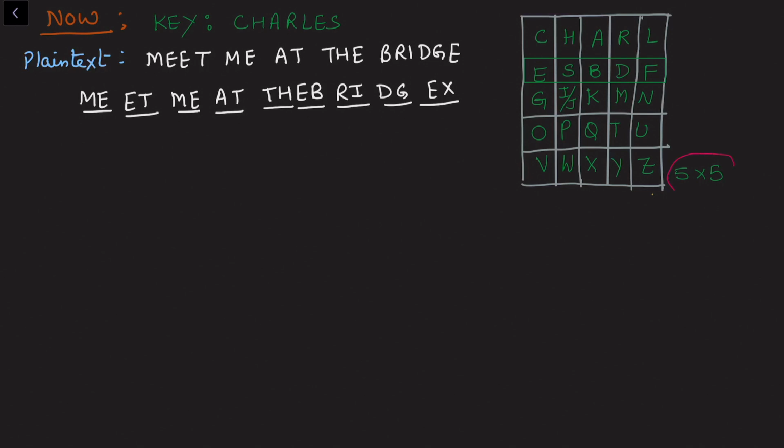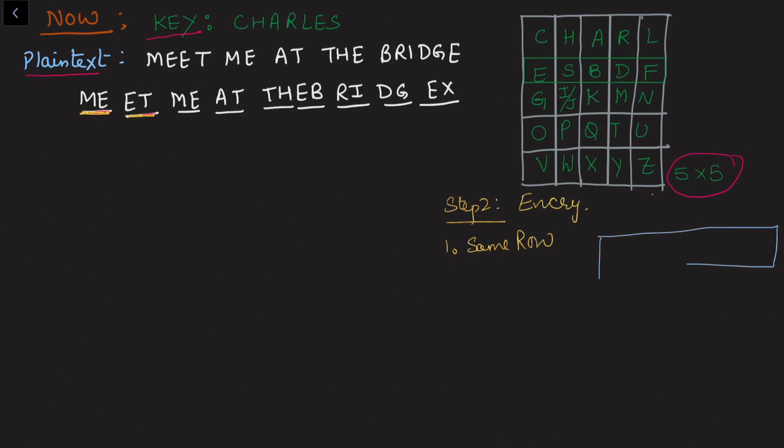Now this completes our first step, that is the creation and population of the matrix. We have created a 5x5 matrix with the key CHARLES, we know the plain text, and we have also written the plain text into blocks of 2 letters. In the second step, we follow the encryption process. For this, we see whether the letters appear in the same row or in the same column, or whether they do not appear in the same row or column. The first case is how to read when they are in the same row. To explain this, let me consider a row of the alphabet.